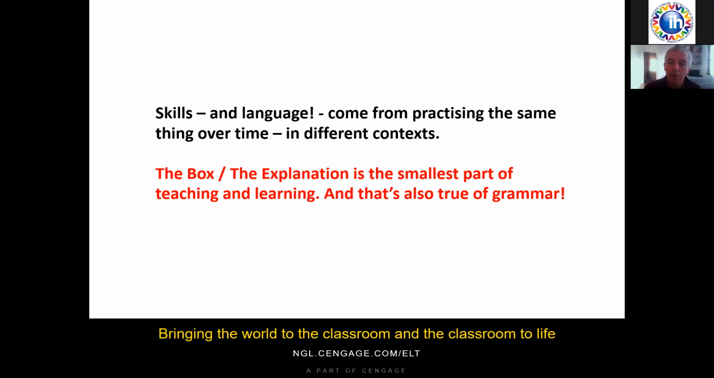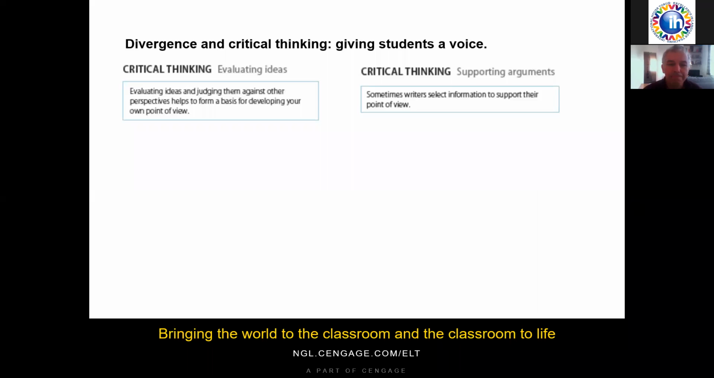What's more important, though, is that we are drawing attention to and practicing the same thing over time in different contexts. So as teachers, we have to remember that the box is the smallest part, and this is true of grammar as well as skills. The explanation is the smallest part, and the way the students will master these skills in this language will be over time, which is another reason why we need to be noticing what students are saying, responding to what they're saying, and giving them the language to help them say what they want to say. So what we can see here is thinking about how we respond to students and giving them ideas.